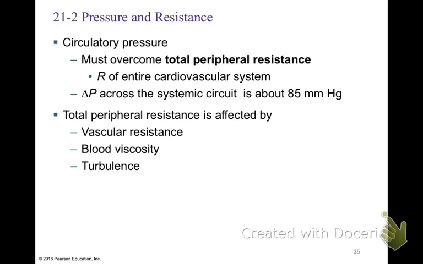And that peripheral resistance has certain factors that are going to determine it. If you look at the bottom part of this slide, you'll see that the peripheral resistance is affected by vascular resistance, that's the resistance of the blood vessels, the viscosity of the blood, how resistant it is to being pushed, and the turbulence of blood flow. And of these, we're going to see vascular resistance is the one that's the most important.